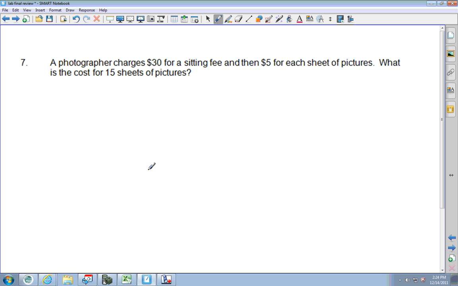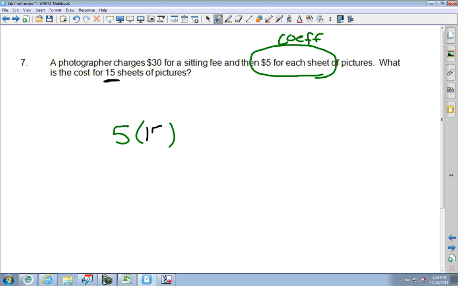Next, a photographer charges a $30 sitting fee and then $5 for each sheet of pictures. What is the cost for 15 sheets of pictures? Well, first off, how much is each sheet? It's $5. This is actually going to be my coefficient. I'm going to take 5 times 15, because that's how many I'm going to get, plus my constant, that $30 for a sitting fee. Well, 15 times 5 is 75, plus 30. What is 45 plus 30? 75.